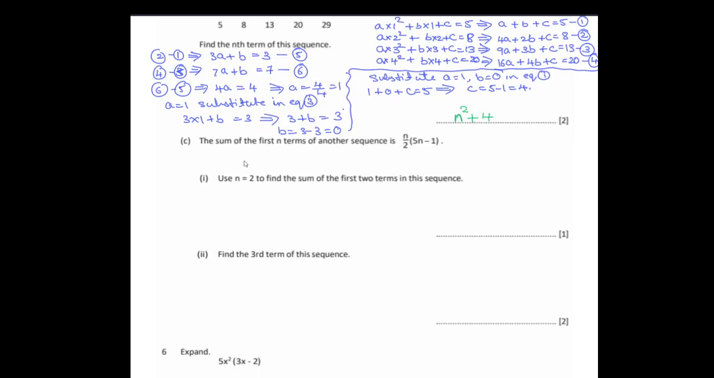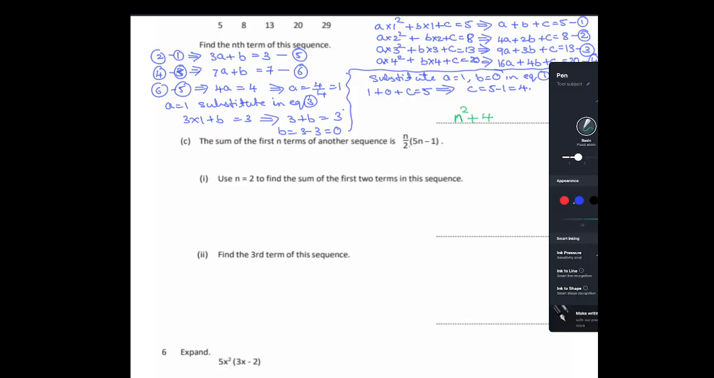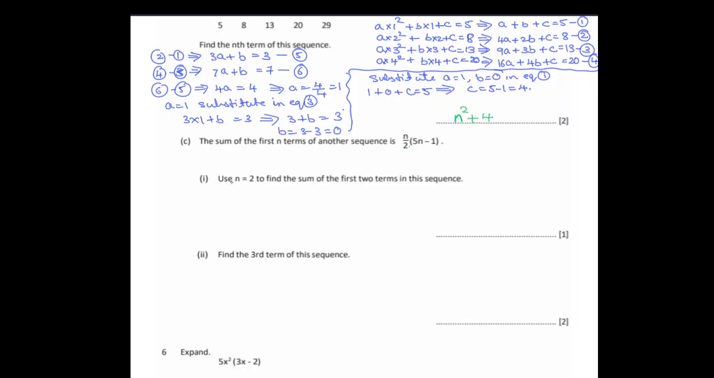Question number C. The sum of the first n terms of another sequence is n by 2 into (5n minus 1). This is the sum of n terms. Use n is equal to 2. Find the sum of first two terms in this sequence. So sum of first two terms will be n by 2, that is 2 by 2 into 5 into 2 minus 1. 2 by 2 is 1. 1 into 10, 5 2s are 10, so 10 minus 1 is 9. 9 into 1 is 9. So sum of first two terms is 9 here.